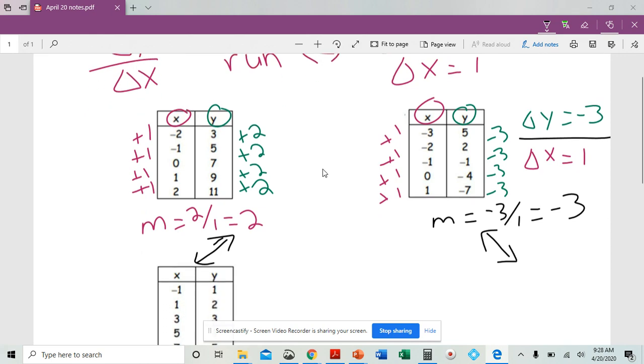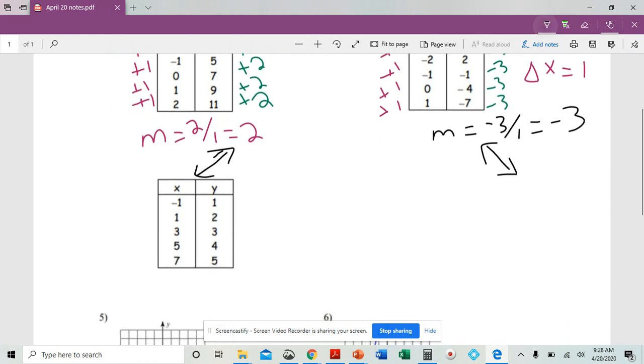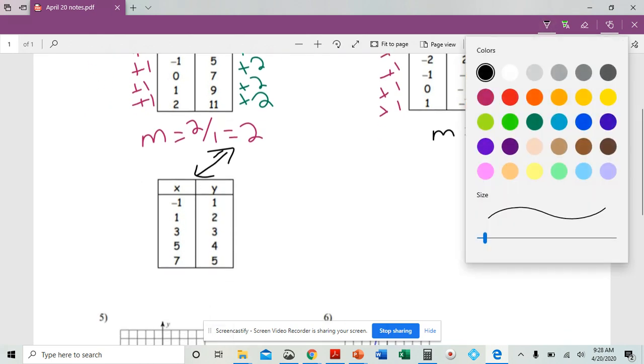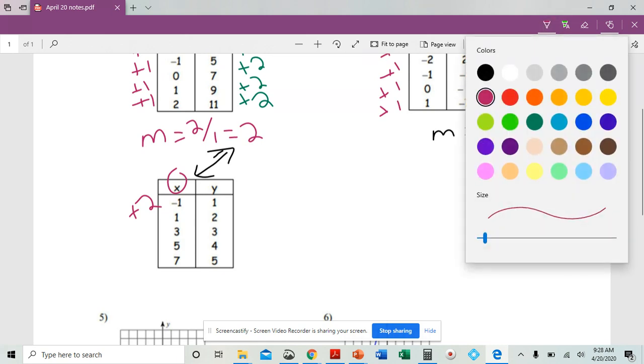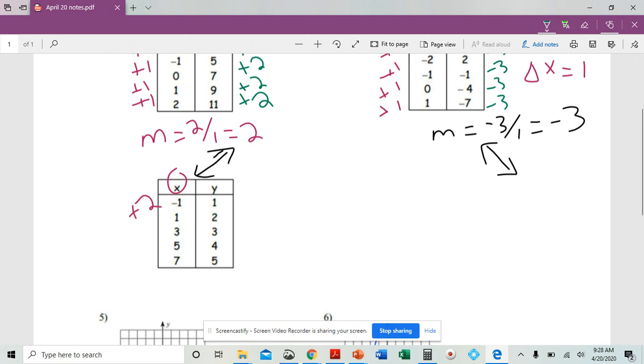All right? We've got one more table over here. Let's go ahead and go through it. So our x's, how do we get from -1 to 1? We added 2. And from 1 to 3, 3 to 5, 5 to 7, we added 2 the whole way down. All right? How about our y's? How did we get from 1 to 2?